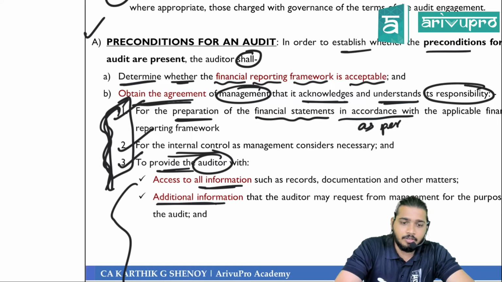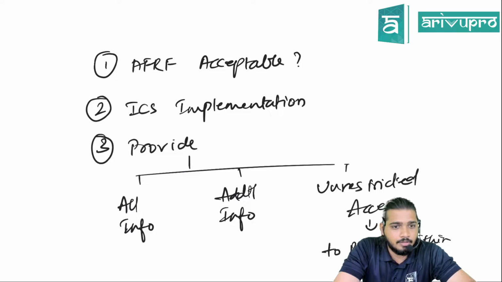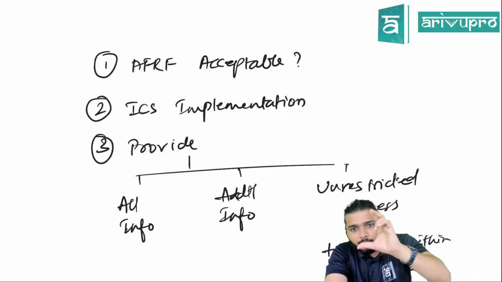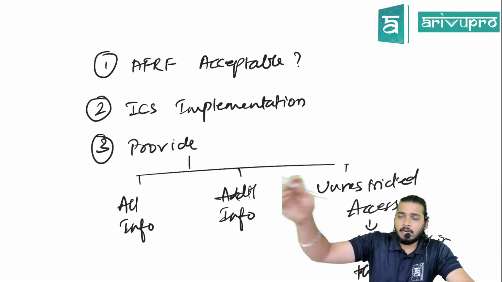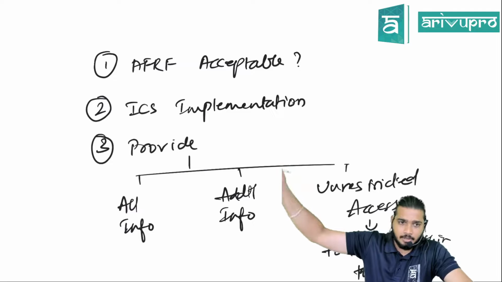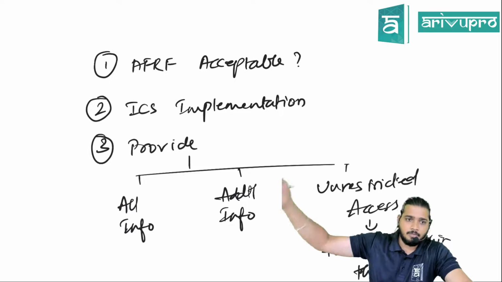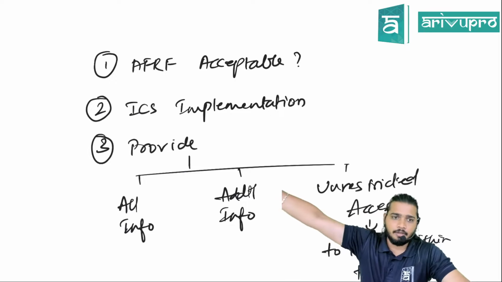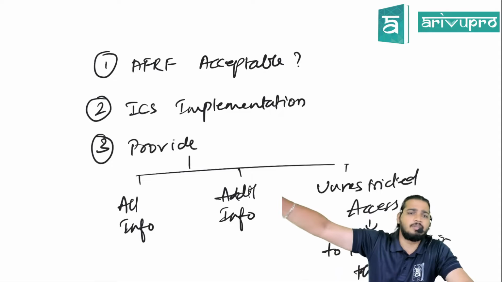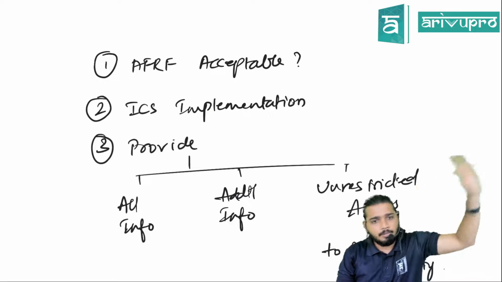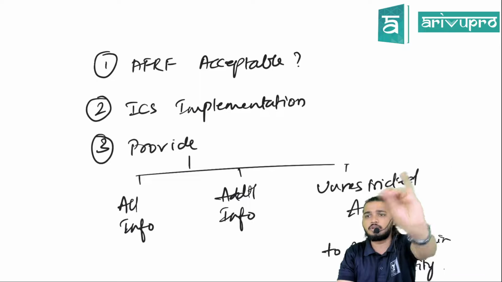How to write this? This is just a demo. This is an example of how you write short notes. If I want to remember those points, how will I write? If you are writing AFRF, determine whether AFRF is acceptable, you just write AFRF acceptable. If you are writing preparation of financial statement is their responsibility, don't write the entire long point. You will just write ICS implementation. I am not replicating the order. I am just writing randomly.